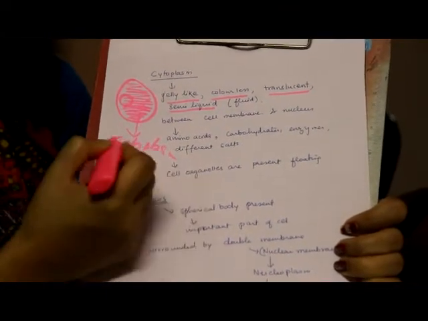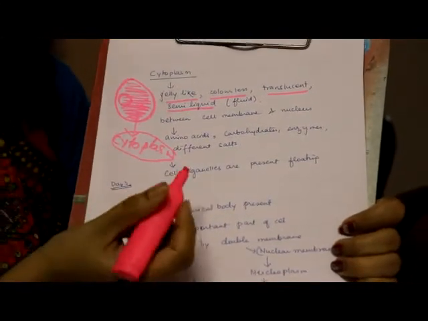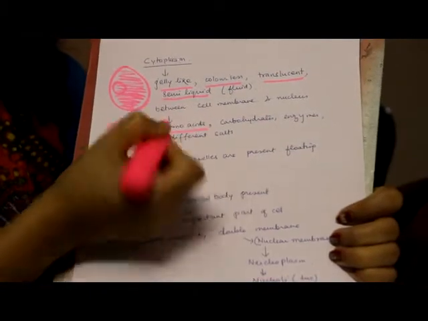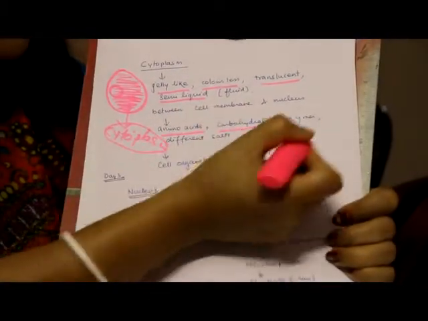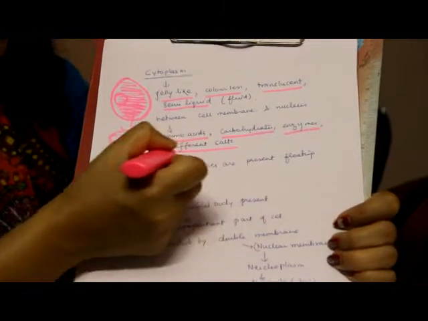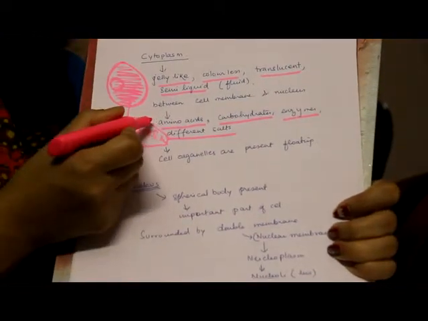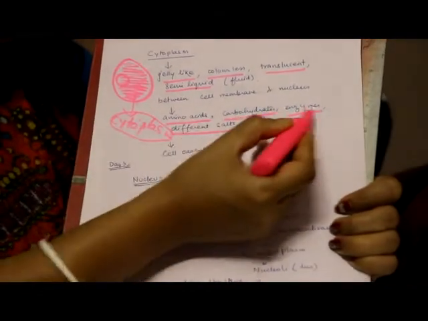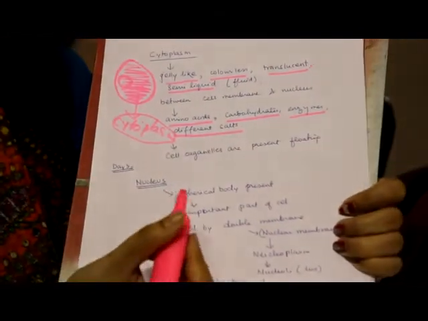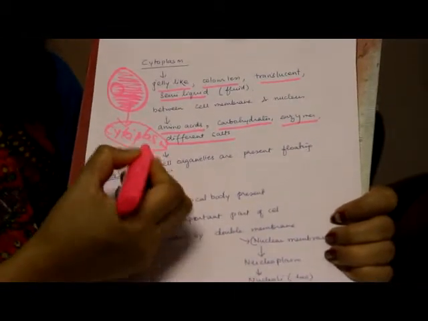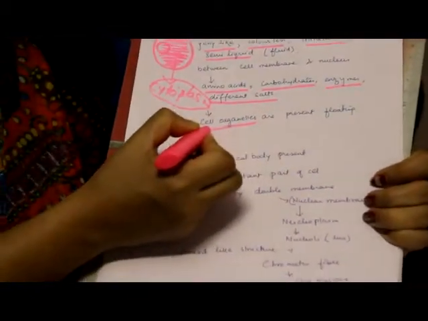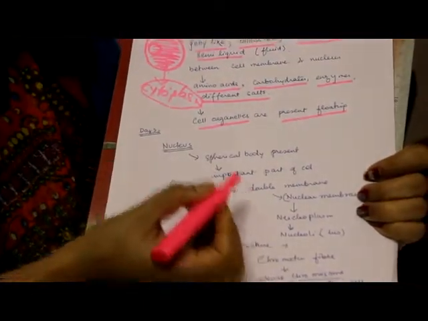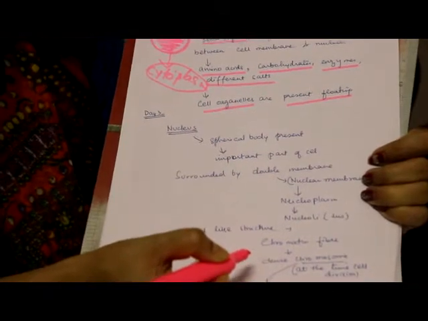What does this cytoplasm contain? Cytoplasm comprises chemical substances like amino acids, carbohydrates, enzymes and different salts. Again, please remember the names: amino acids, carbohydrates, enzymes and different salts. Also, cytoplasm contains a lot of other cell organelles which are present in a floating condition. We will be covering a lot of cell organelles over here.